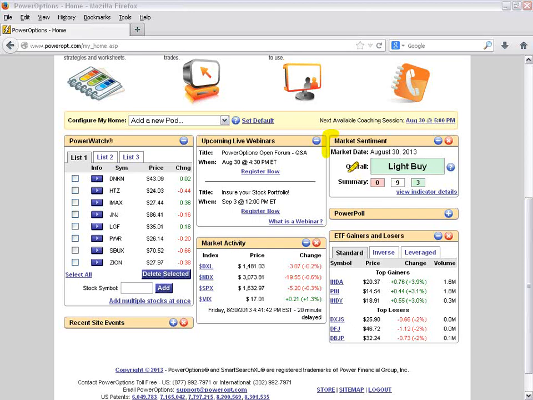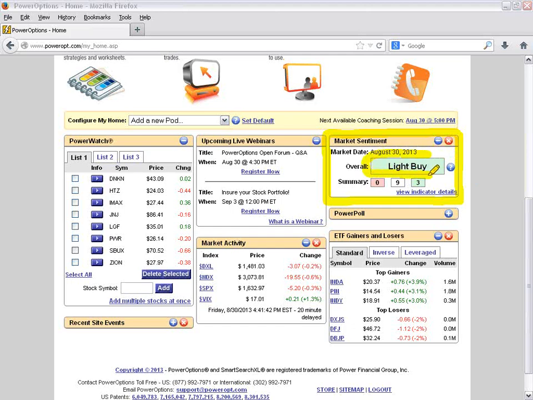Tool on PowerOptions called the Market Sentiment Tool. What we're doing here is we're looking at 12 different market indicators, and we have a history over the last 5 or 6 years of what the market has done when certain indicators were at a certain point. So we have a distribution of each of those 12 indicators, and based on that we gauge: is it a down market, is it a sell warning, is it a buy warning, is it a neutral market condition. Right now we see we're in a light buy.